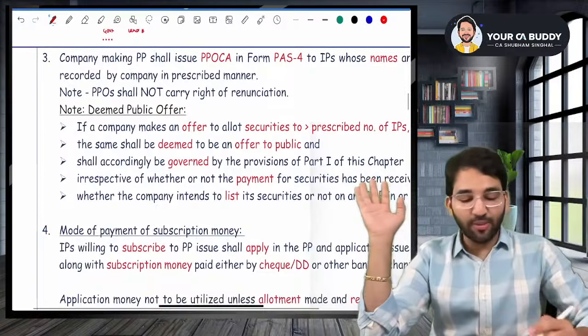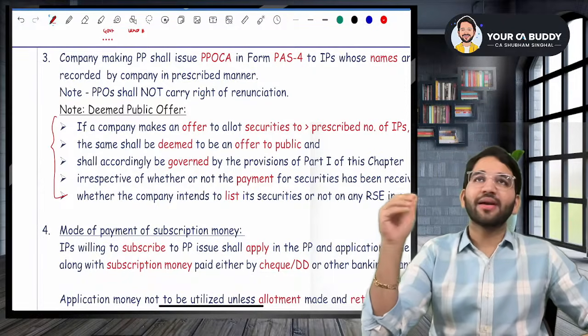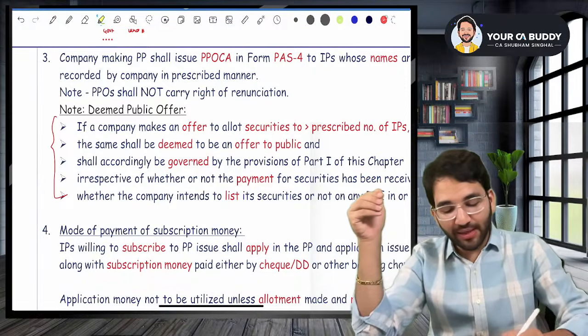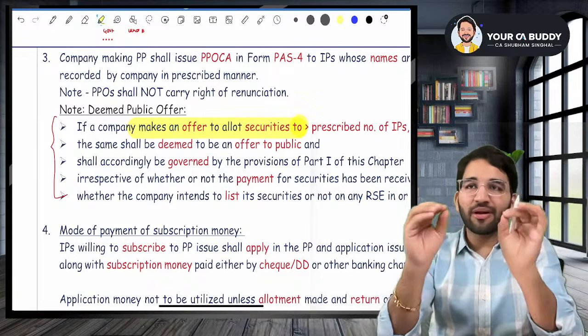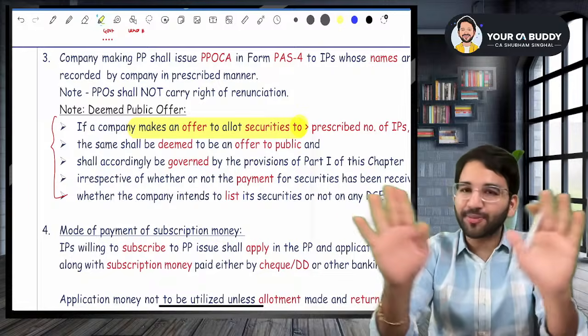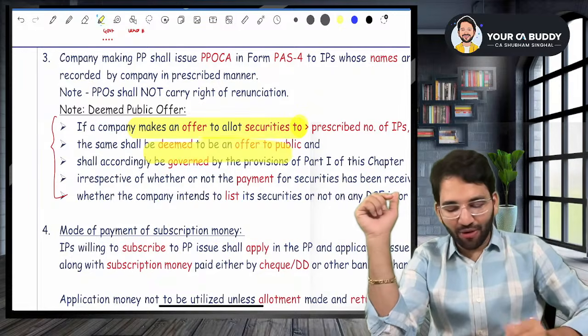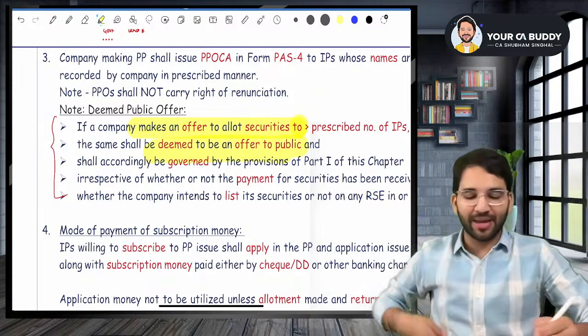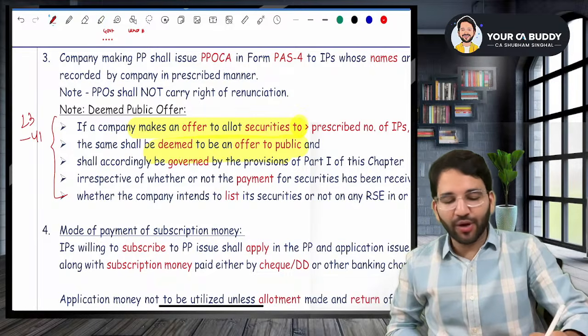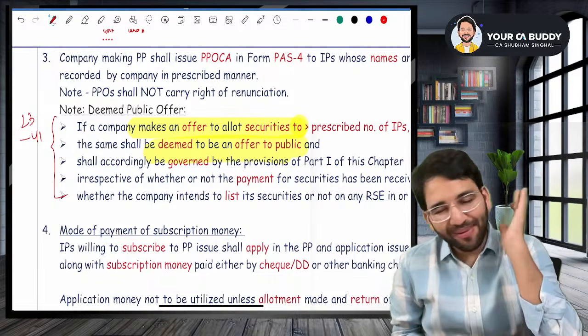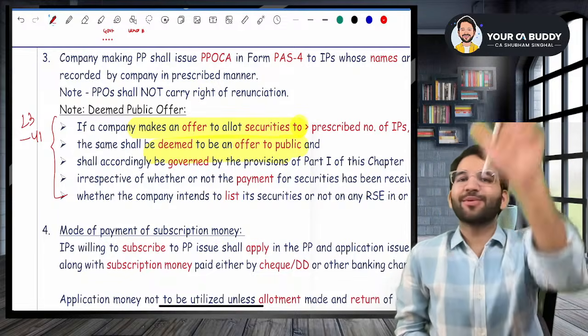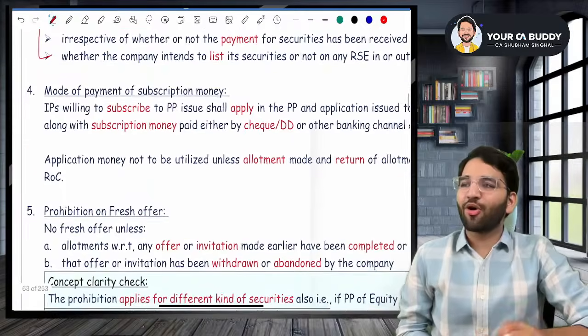Okay. So now listen to me very carefully. One point is very important. Sir, if a company makes an offer to the public in contravention of this section, if an offer made under this section is not as per this section, it will be deemed to be an offer for public and part 1 will be applicable. Part 1 would be section 23 to 41. That would apply. So basically, if you are making a private placement, comply with section 42. If you fail to comply with section 42, it will be deemed to be a public offer.